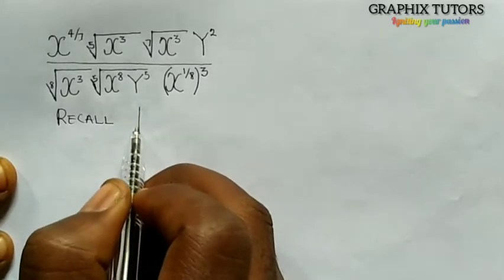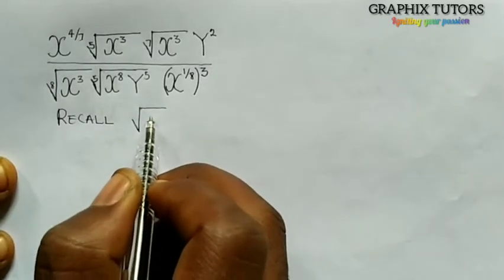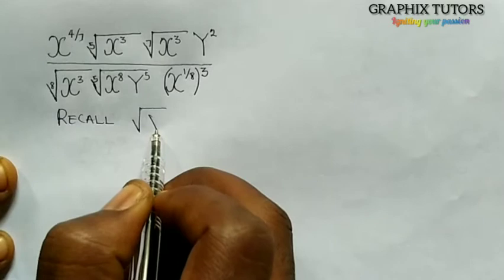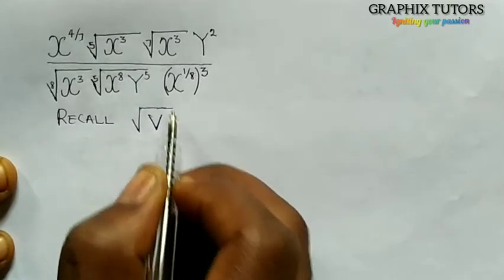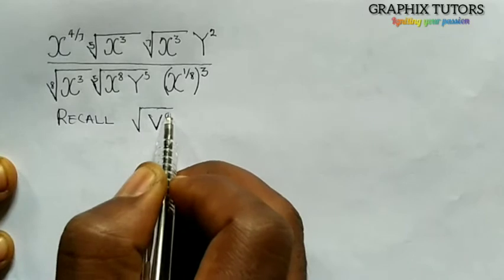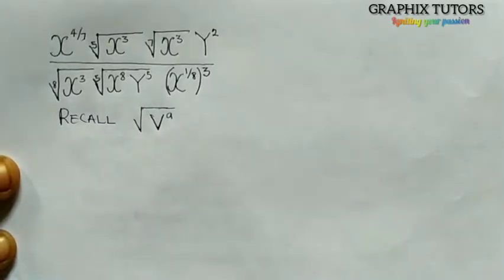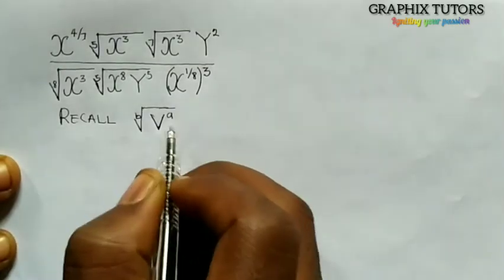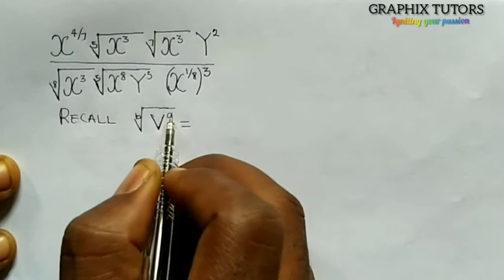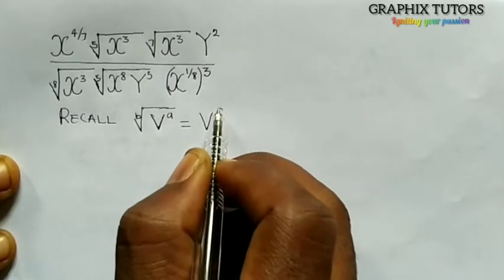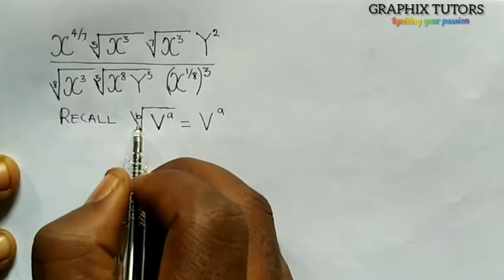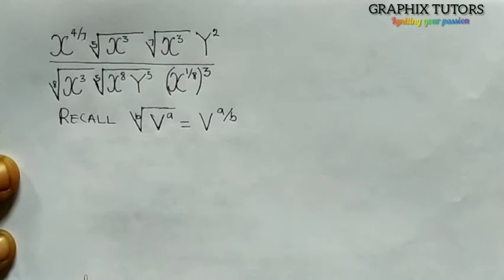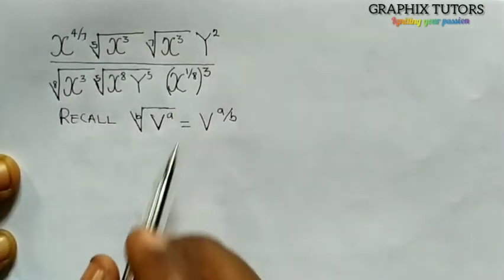Recall, if I have the root of a variable, let's use v for instance, that has a power of a, and we have b here, whatever is up will remain up, whatever is in this sign here will be under it. That is the law. So I will apply it to what I have here.